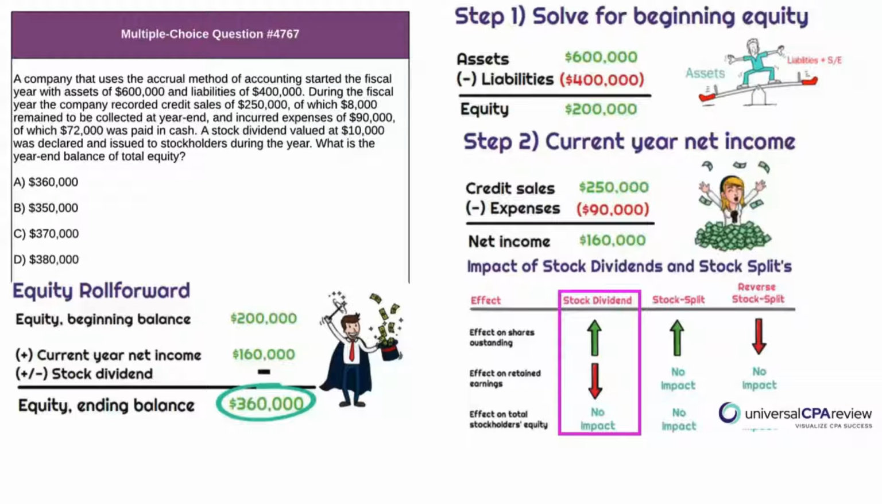So all we're left with is the current year net income of $160,000. So if we add that to the beginning balance of $200,000, that means our correct answer is $360,000. That's the year-end balance for total equity.